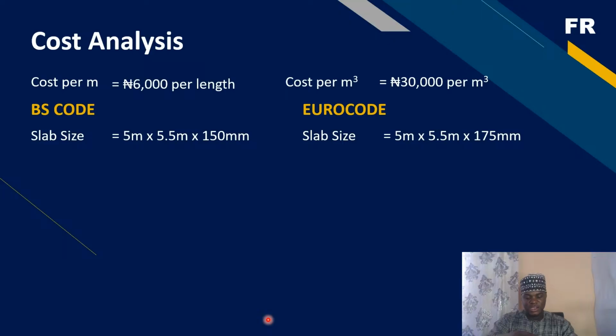For the slab size according to the Eurocode, we have 5 meters by 5.5 by 175. I hope this is clear. So if you have any question, you can drop it in the comments. So the next thing, after we've established the sizes, you can see that the thickness is what differs. Here we have a thickness of 150. Here we have a thickness of 175.